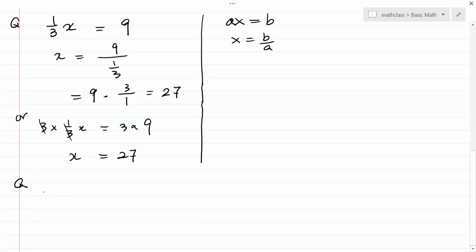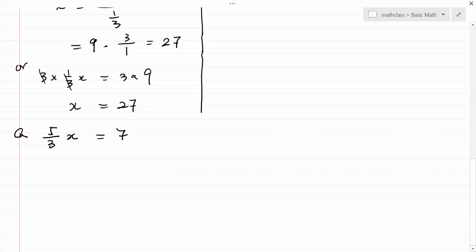And let me give you another question: 5 over 3 x equals 7. Now, 5 over 3 is a number, so you can think of this as a, and 7 is b, and then you have b over a. That's a pretty complicated fraction if you want to write the answer directly. So we can get rid of the fractions first, then make every coefficient an integer. What do you do? You multiply both sides by 3.